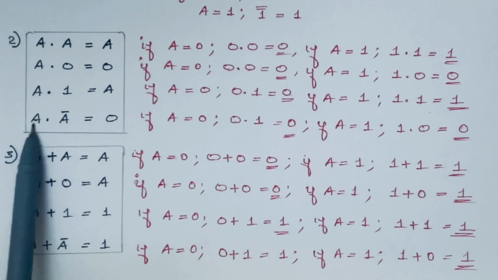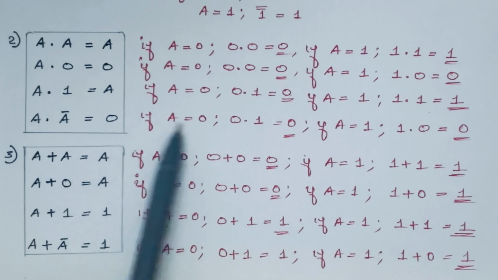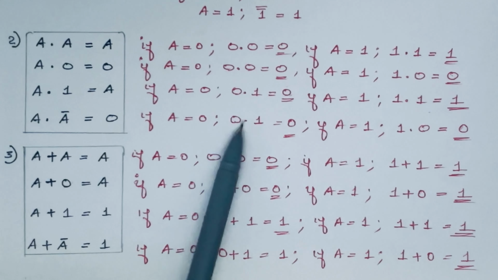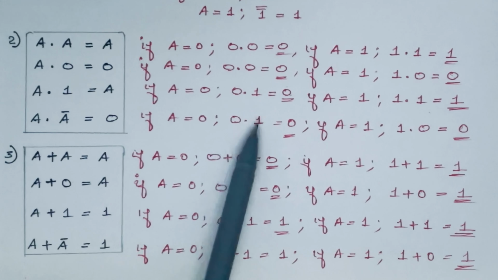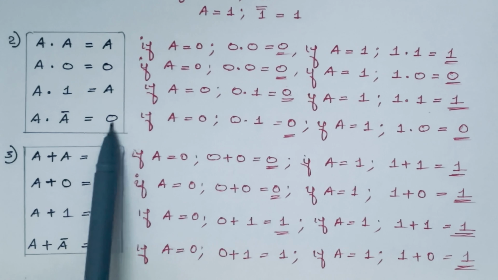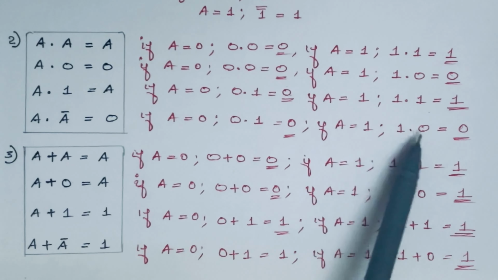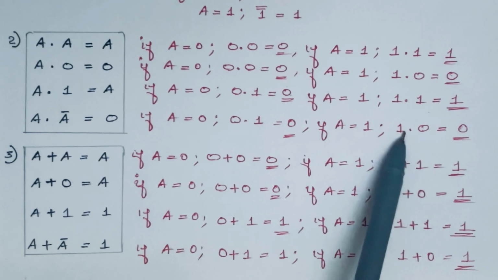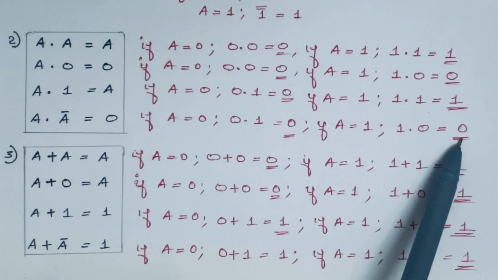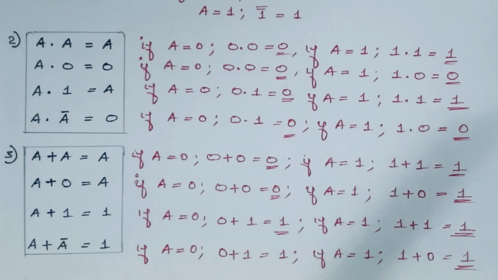Now the next rule is A dot A bar is equal to 0. We'll see the proof. If A equal to 0, 0 dot 0 complement. What is 0 complement? 1. So 0 dot 1 is equal to 0. We got the answer as 0. Now if A equal to 1, we get 1 dot 0, which is 0, because 1 dot 1 complement, and 1 complement is 0. So the answer is 0. So A dot A bar is equal to 0.